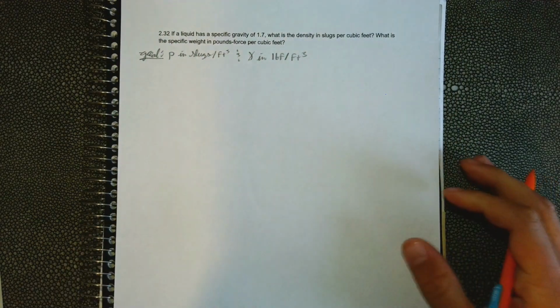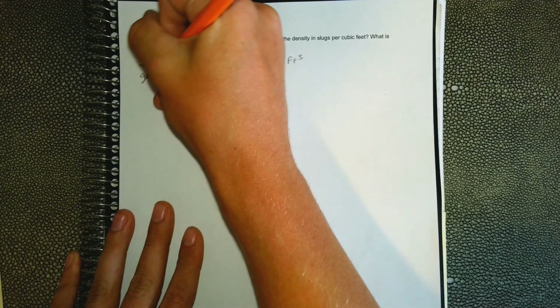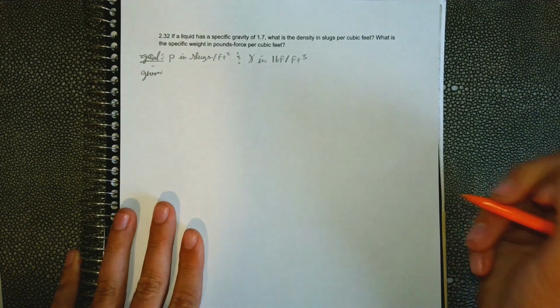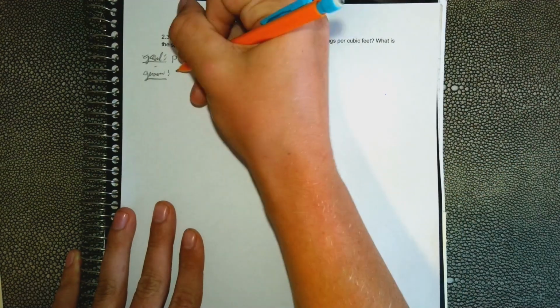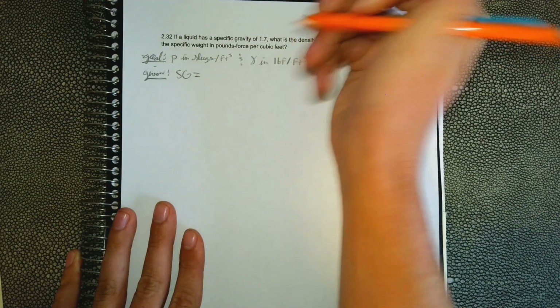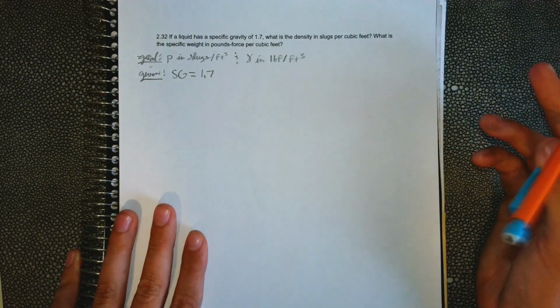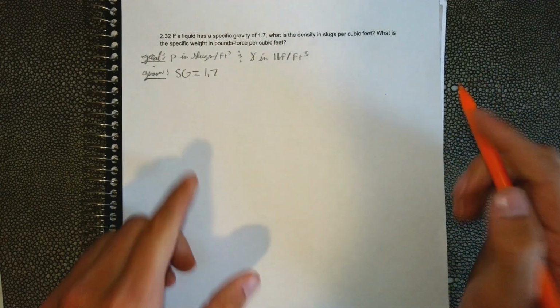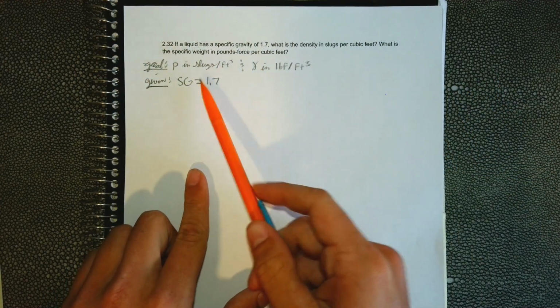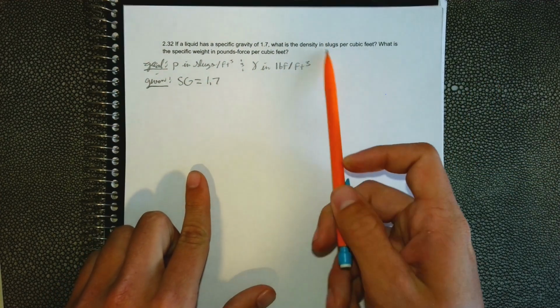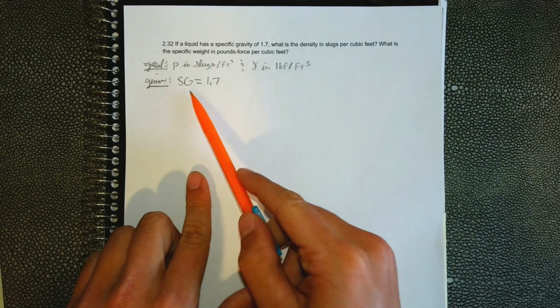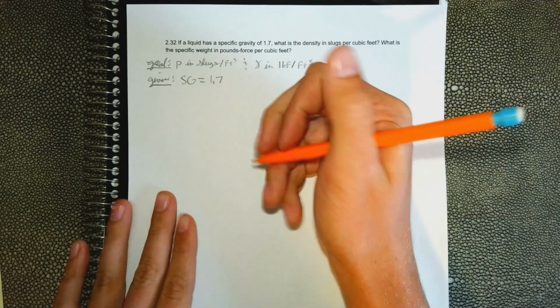We're just given the specific gravity. So specific gravity equals 1.7. What we need to know is how to find density, how to find specific weight, and the formula of specific gravity.